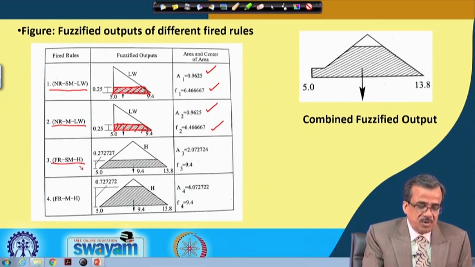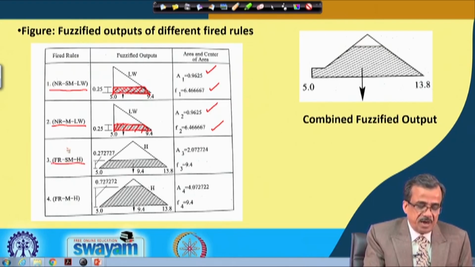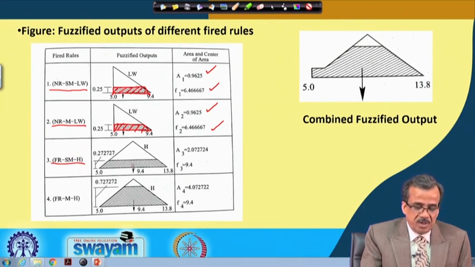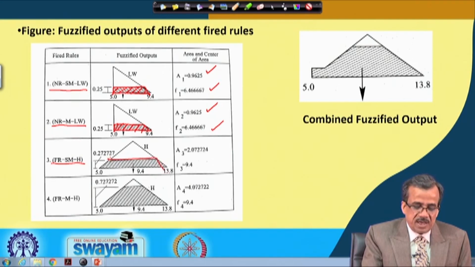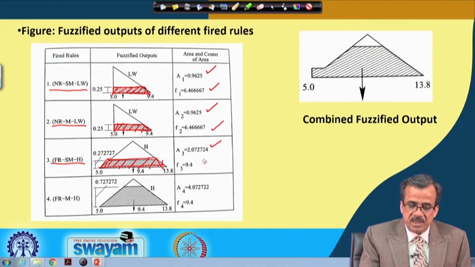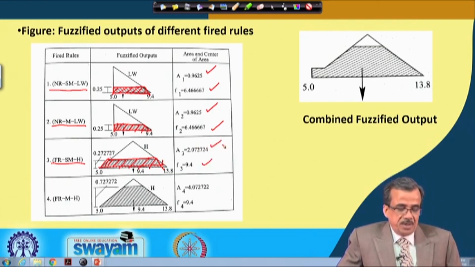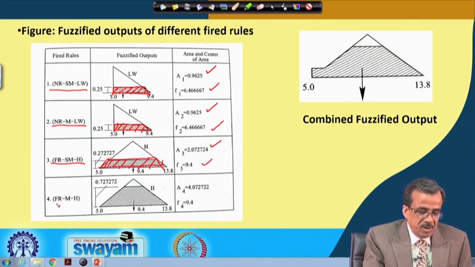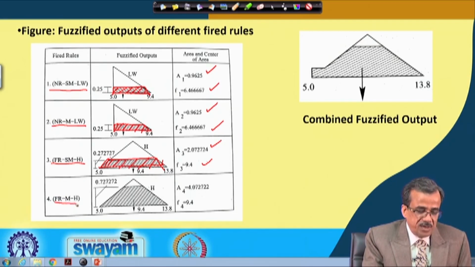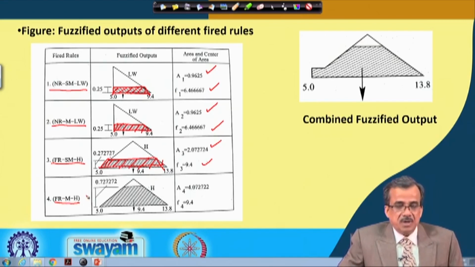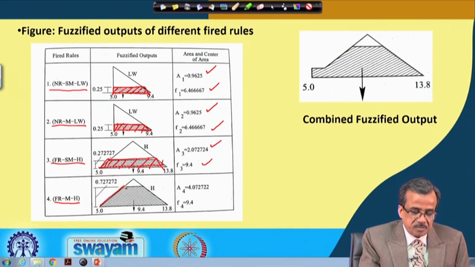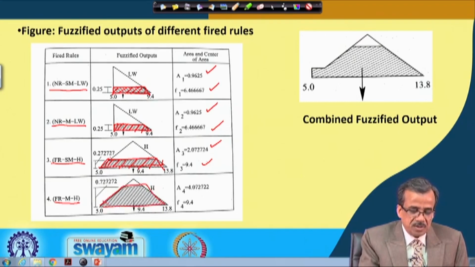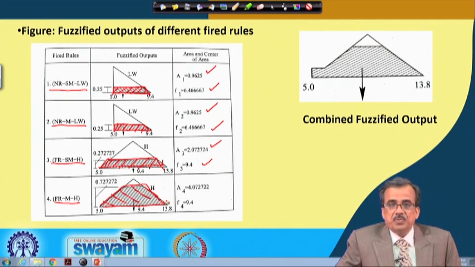Then the third fired rule: if I 1 is far and I 2 is small, then the output is high. So, I will be getting something like this as the fuzzified output, the shaded portion. I can find out its area and center of area. Similarly, corresponding to the fourth fired rule, if I 1 is far and I 2 is medium, the output is high. So, we can find out this particular fuzzified output.